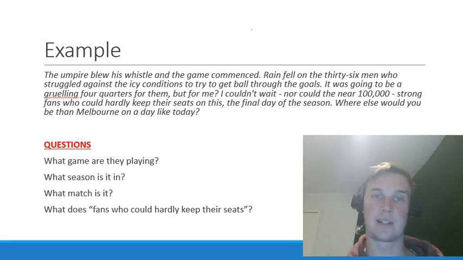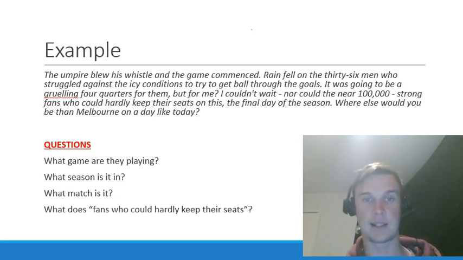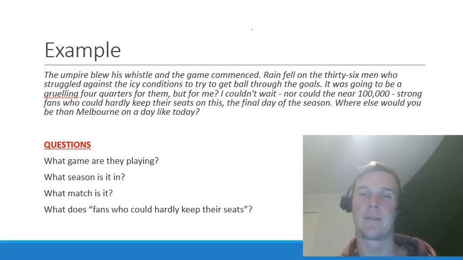So we're doing a quick example here. I'm going to read this text, and there are some questions to help us identify these. So we'll be able to identify the literal and implied meaning within this. The umpire blew his whistle and the game commenced. Rain fell on the 36 men who struggled against the icy conditions to try to get the ball through the goals. It was going to be a grueling 4 quarters for them, but for me, I couldn't wait, nor could the near 100,000 strong fans who could hardly keep their seats on this, the final day of the season. Where else would you be than Melbourne on a day like today?